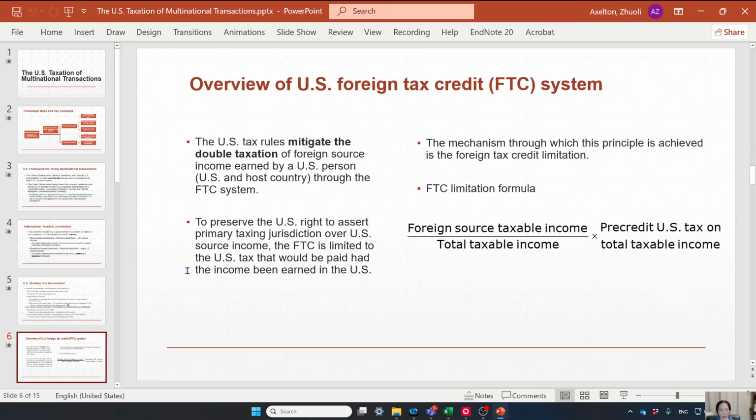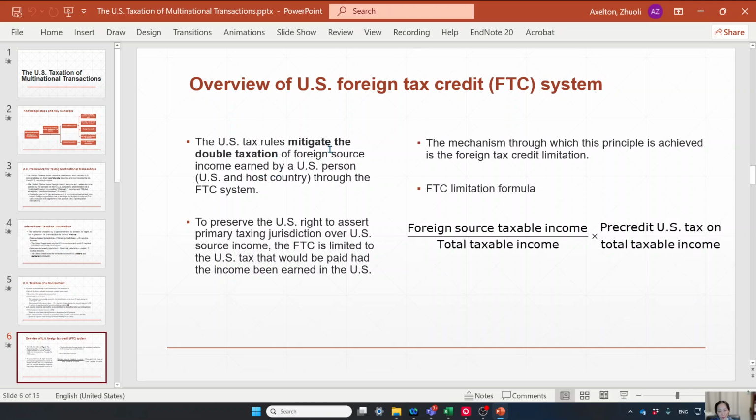Okay, so now we're going to move on to the focus of the chapter for our homework: the U.S. foreign tax credit system. So what is the U.S. foreign tax credit system? The U.S. tax rules mitigate the double taxation of foreign source income earned by a U.S. person. In this case, this U.S. person could be subject to U.S. tax as well as foreign country tax.